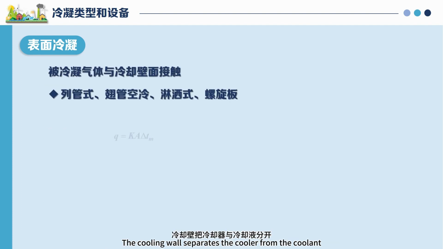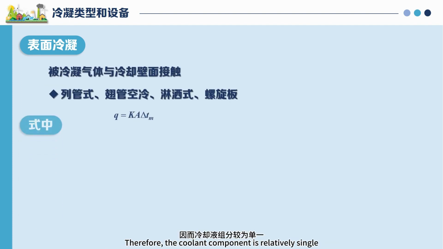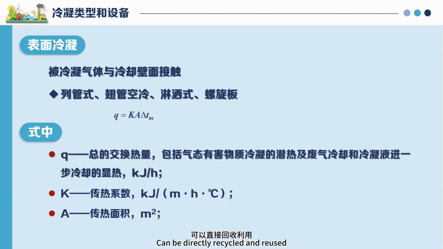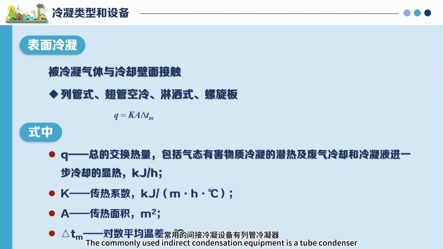The cooling wall separates the condensate from the coolant. Therefore, the coolant component is relatively single and can be directly recycled and reused. The commonly used indirect condensation equipment is a tube condenser, fin tube air-cooled condenser, spray-type condenser, and spiral plate condenser, etc.